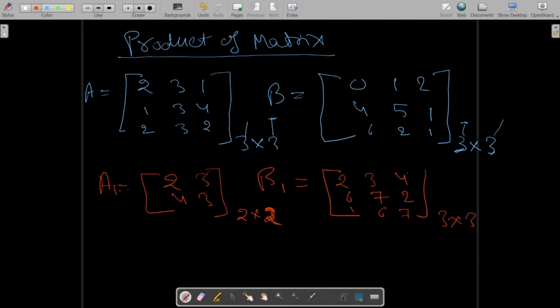So now tell me, can we perform the product of A1 and B1? No, because if you see here, the first matrix A1's column size is 2 and the second matrix's row size is 3. So the condition is that the first matrix's column size and the second matrix's row size should be the same, then only we can perform the product of matrices. So here we cannot perform it because these two are not the same. So I think you would have understood what the product of matrices is, and let's see how to perform the product of matrices now.